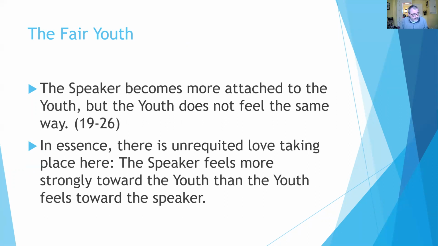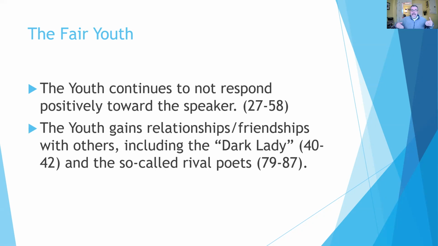The speaker's desires, or love, or strong feelings for the youth continue on. In Sonnets 19 to 26, he becomes more and more attached. But like I said, it's sort of a one-way street where the youth doesn't feel the same way for him. It's just that simple. So there's an unrequited love taking place, and it continues to go on like this.